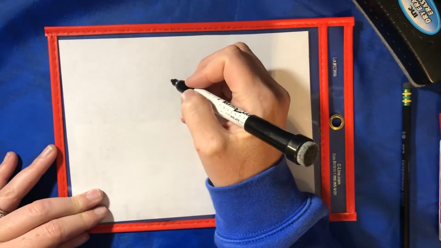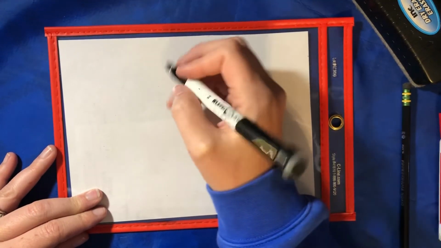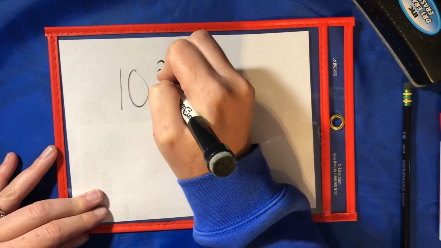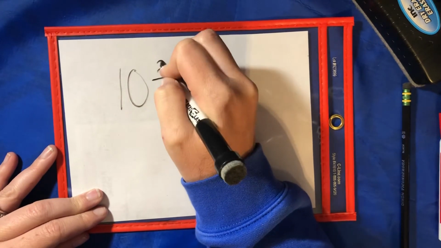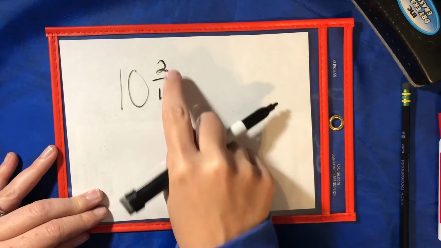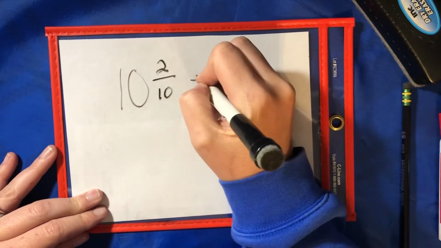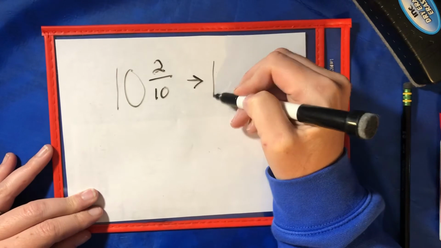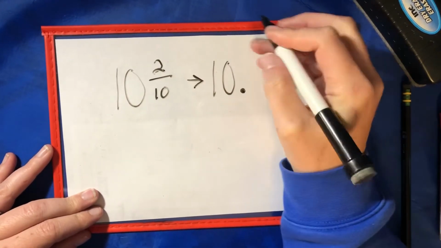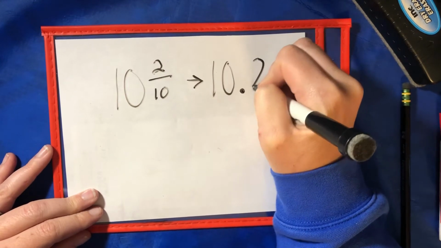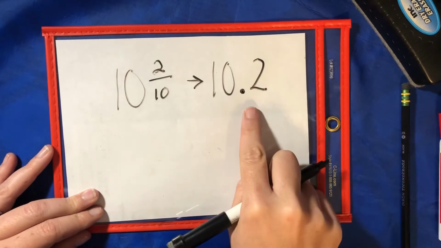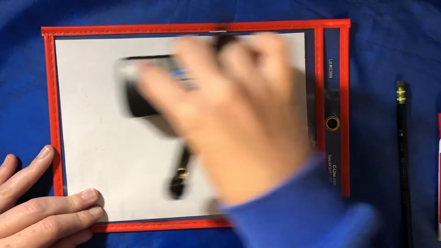If I wanted to go the other way and turn a fraction, here's my fraction, I have 10 2/10, into a decimal. I have my 10, it's my normal number before the decimal point, 10.2. Okay, here's the fraction, here's the decimal. Do a few more.